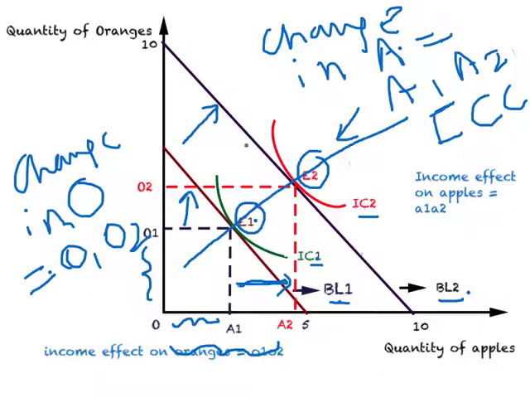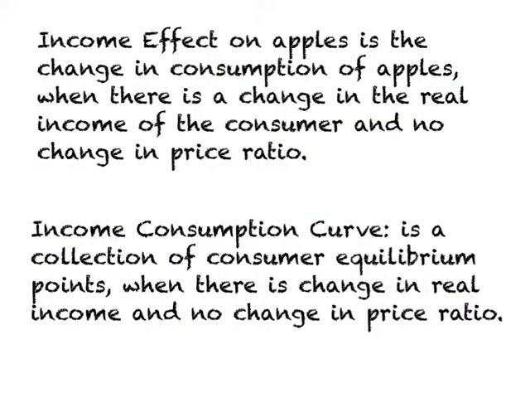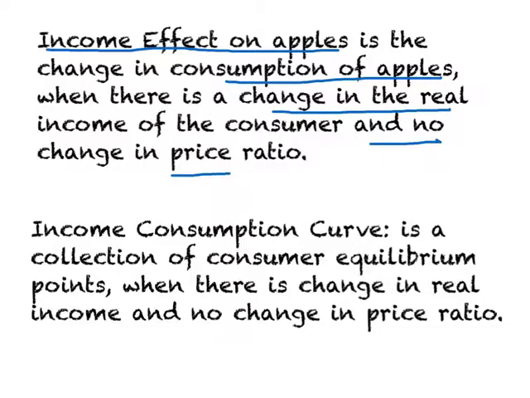Again, when we see an increase in real income, there's an increase in consumption of oranges. So both goods in terms of this diagram are normal. When real income increases, there's an increase in consumption of apples as well as oranges. Now here's the definition of income effect on apples. This is the change in consumption of apples when there's a change in real income and there's no change in price ratio, income effect on apples.